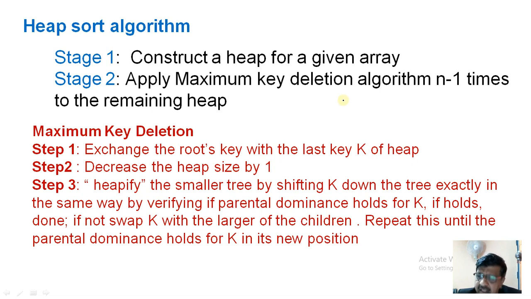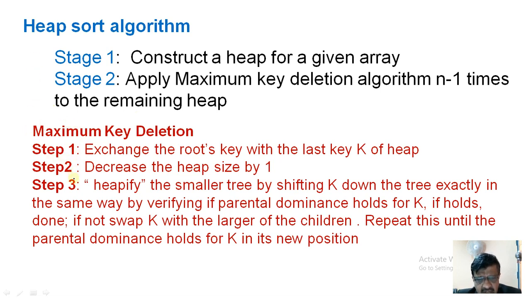Minimum key among the remaining, n minus 1 times, because the nth element will already be there in the sorted array, and there is no question of removing him. He will definitely be in position 1. So apply the maximum key deletion algorithm n minus 1 times to the remaining heap. This particular algorithm is to be implemented n minus 1 times by the main algorithm.